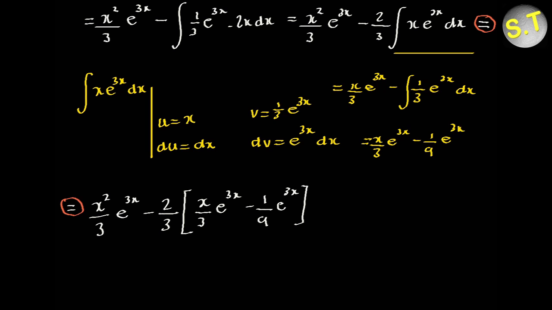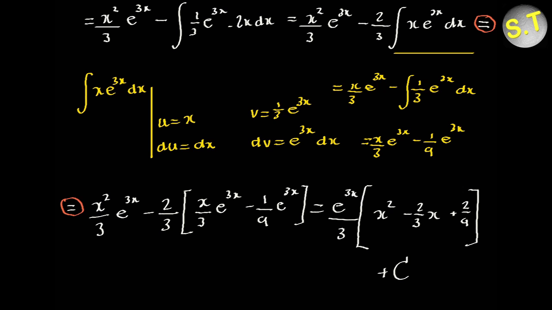And you'll find when you perform that simplification, that will give you e to the 3x over 3 multiplied by x squared minus 2 thirds x plus 2 ninths. As always, since we started off with an indefinite integral, we need to add our constant of integration, plus c.